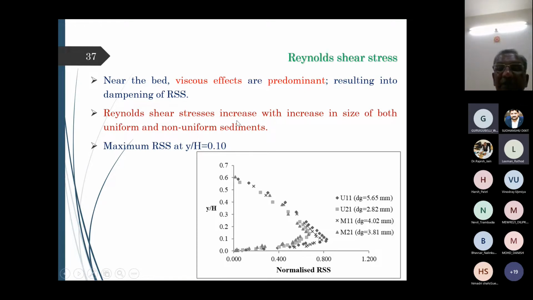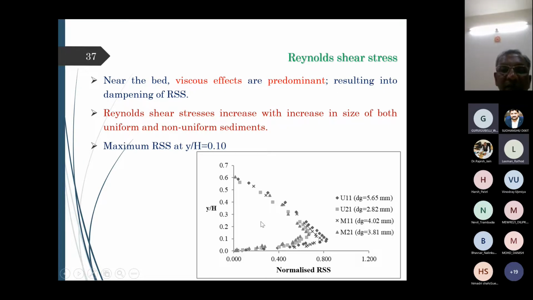So Reynolds shear stress increases with increase in the size of both uniform and non-uniform sediments. So you have seen how these non-uniform sediments, M11, mix 111, mix 21. So these two are the sediment mixtures, and these two are the uniform sediments. So the conclusion which we can draw over here is that near the bed, viscous effects are predominant, resulting in dampening of shear stress over here.